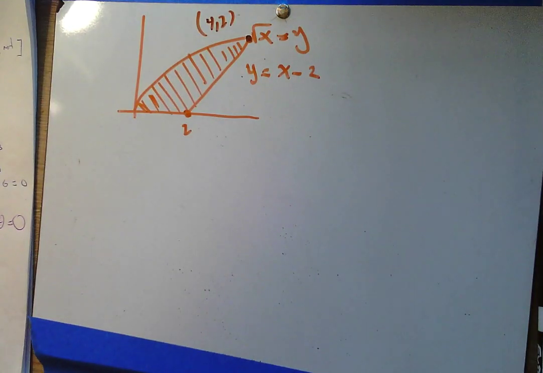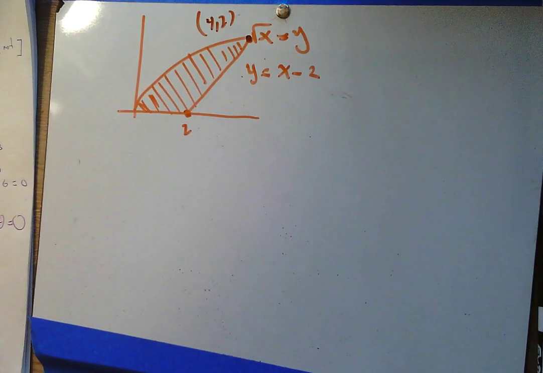So, I have a problem today that I want to start with that has square root of x equals y, and it has y equals x minus 2, and I want to find this region. This point here is, of course, the x-intercept of 2, and this point here is (4, 2). Okay, so how do we do this problem?